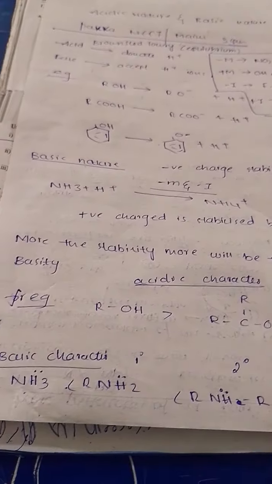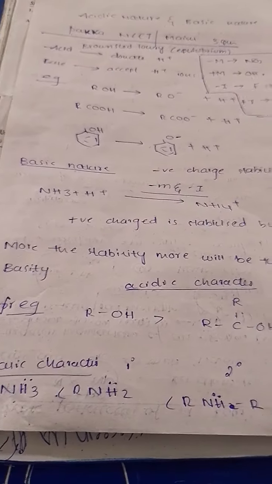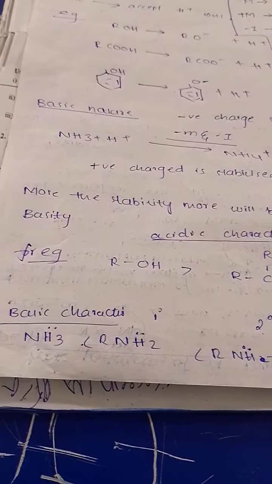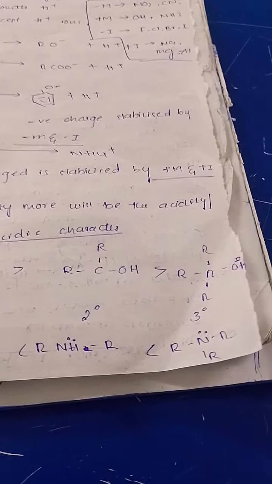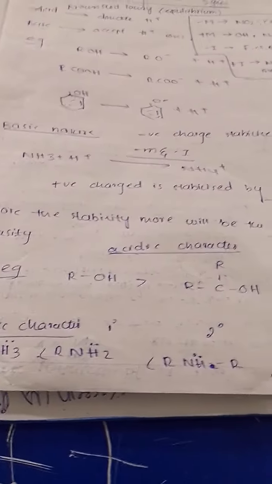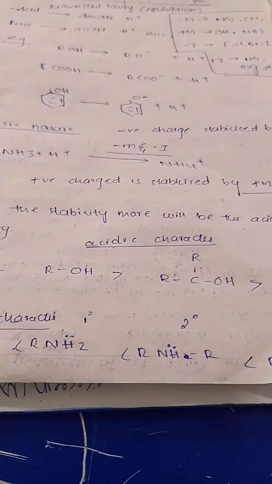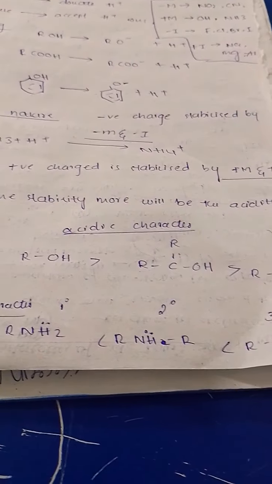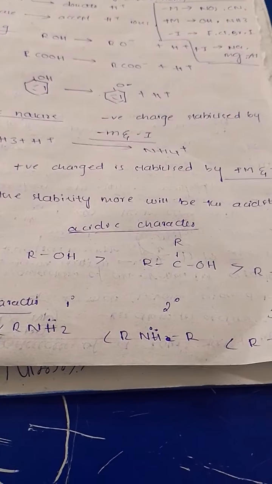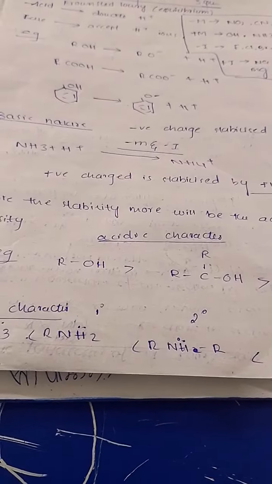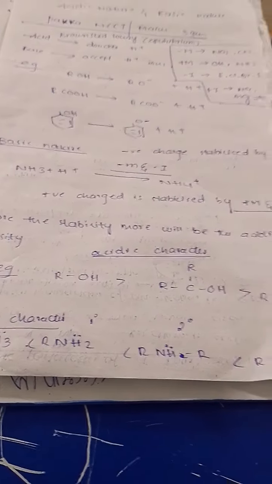We should note that plus M is more stabilizing than the plus I effect, and minus M is more stabilizing than the minus I effect. If you see, for example, ROH: primary alcohol, secondary, tertiary. In primary alcohol, there is only one alkyl group donating. Here there are three, but the charge is negative. Negative charge will be stabilized by negative effects, but these are positive effects. So the least stable will be tertiary, and the stability order will be primary, secondary and tertiary.